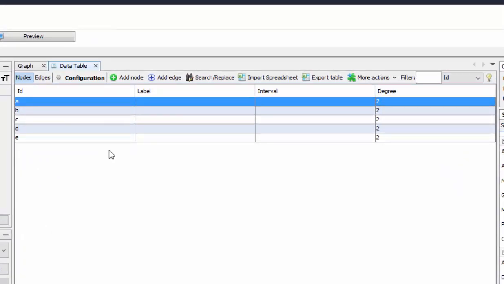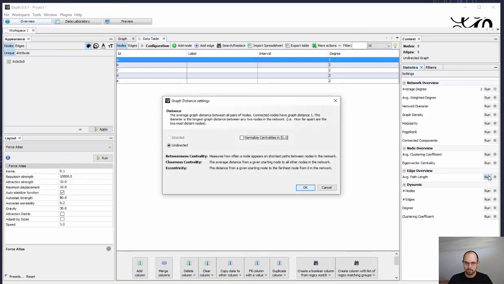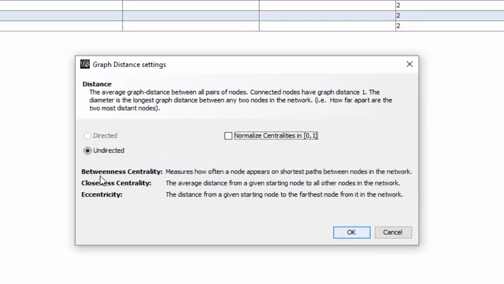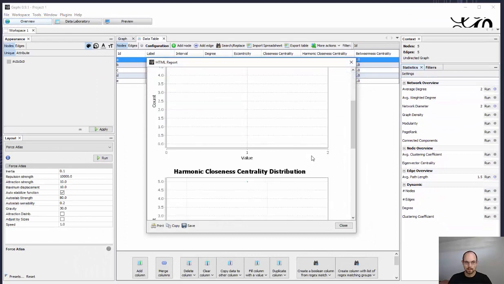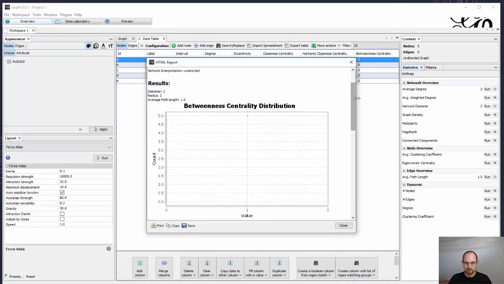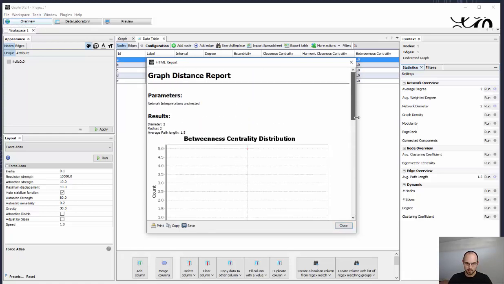Another statistic that's very important, which is a bit hidden here, is average path length. And as you can see here already, what it will calculate is the betweenness centrality, the closeness centrality, and some other measure that we probably haven't heard about in the workshop. So I click OK, and we see this pattern again, right? We see the distributions of the different centralities.